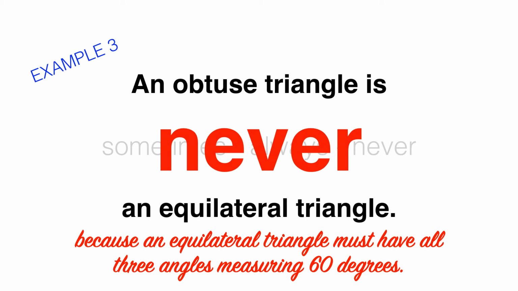Because an equilateral triangle must have all three angles measuring 60 degrees, and an obtuse triangle has one angle that's greater than 90.